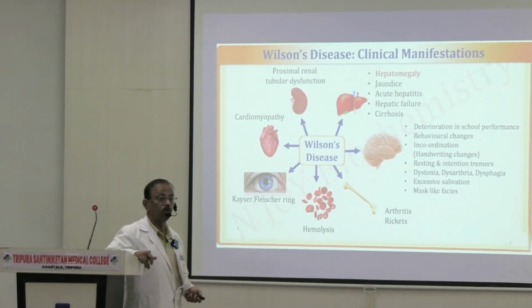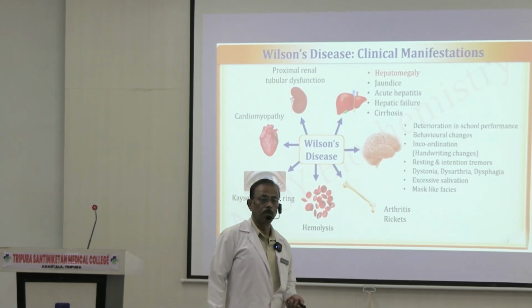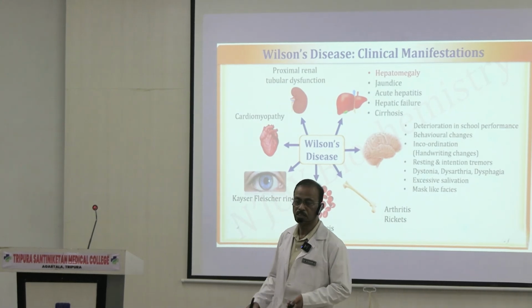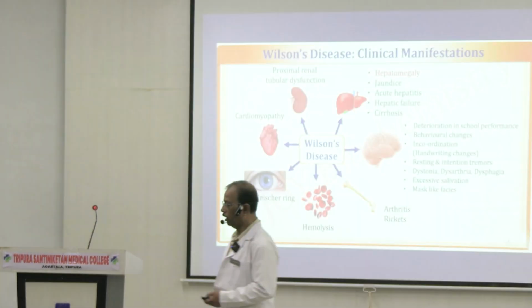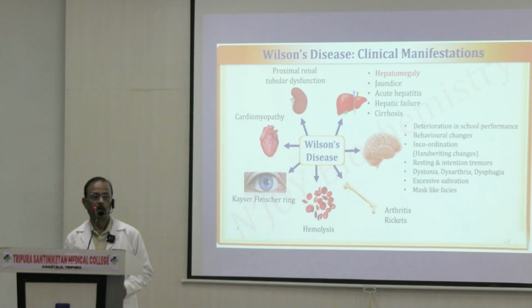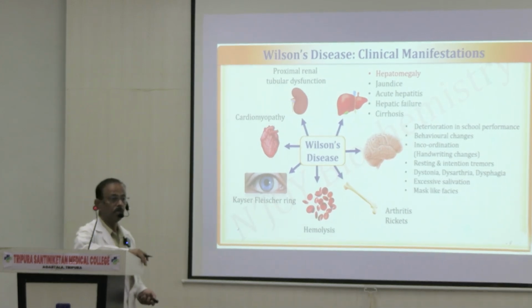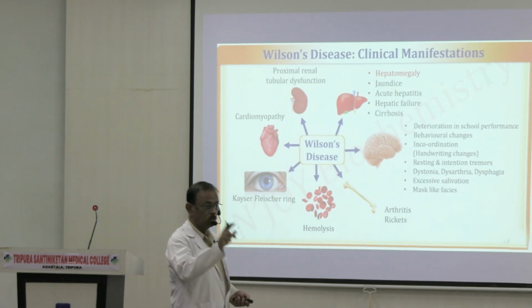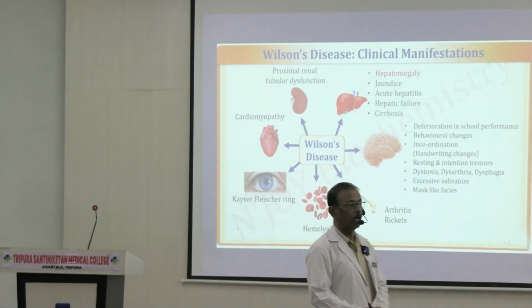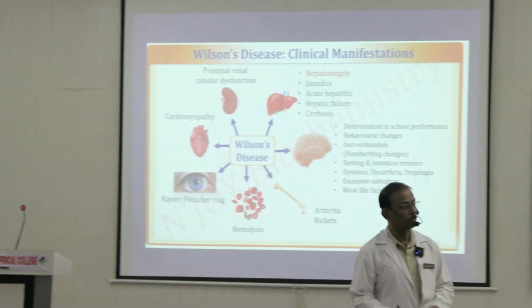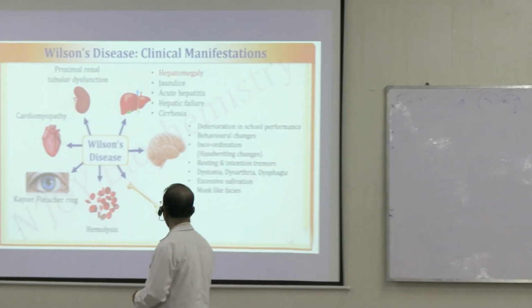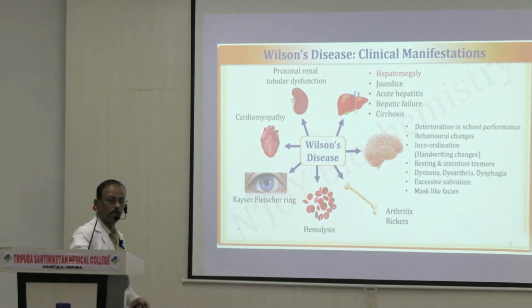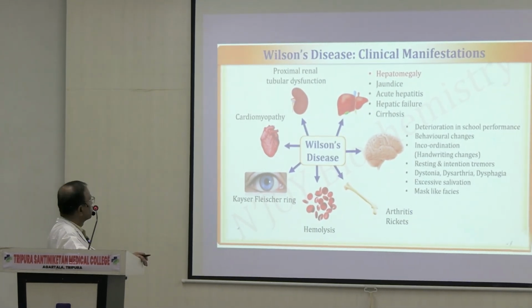Cardiomyopathy, as elastin formation is defective. Elasticity of the heart, aorta and peripheral big vessels will be less. That's why there will be aortic aneurysm, the dilatation of the aorta, and at times there may be rupture of the aorta. Proximal tubular dysfunction will be there in Wilson's disease.